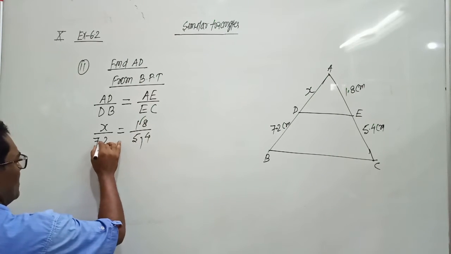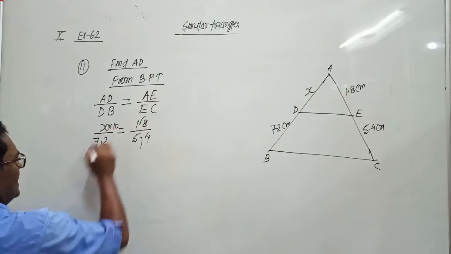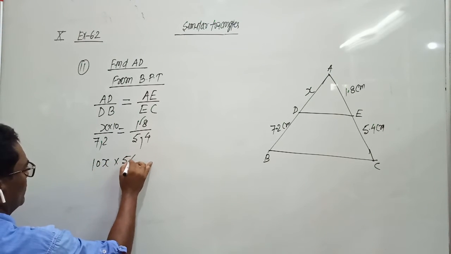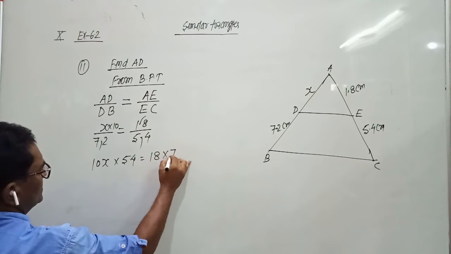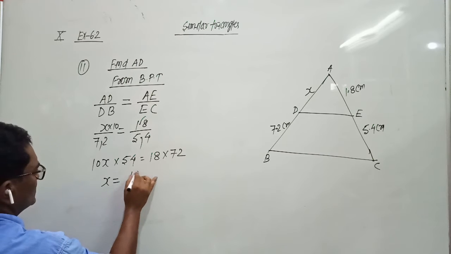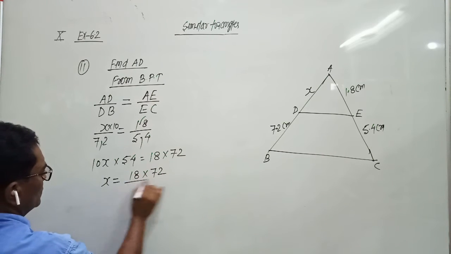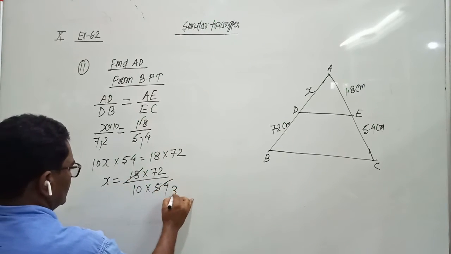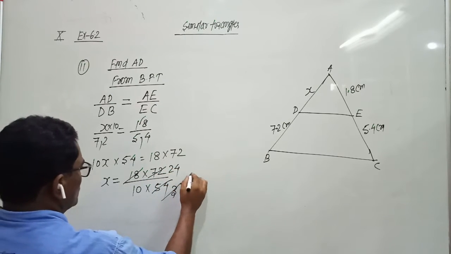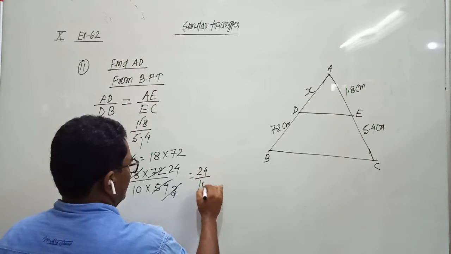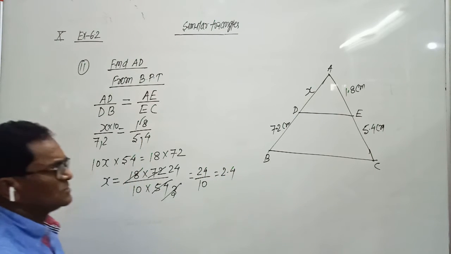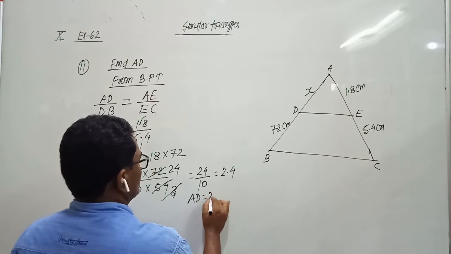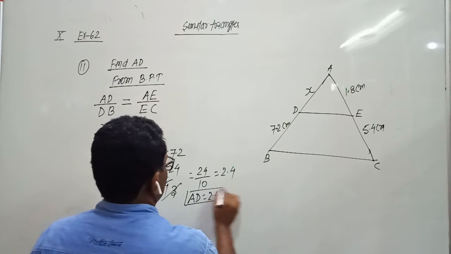Decimals are removed, multiplying by 10. So 10x into 54 equals 18 into 72, and the value of x is 18 into 72 upon 10 into 54. 24 threes are 72, and 24 by 10 means 2.4. So the value of AD comes to 2.4. AD equals 2.4 centimeter.